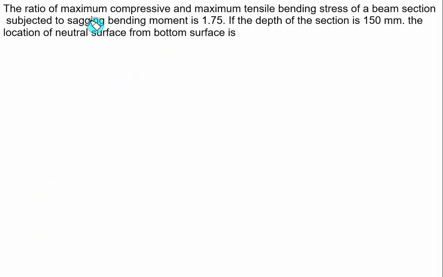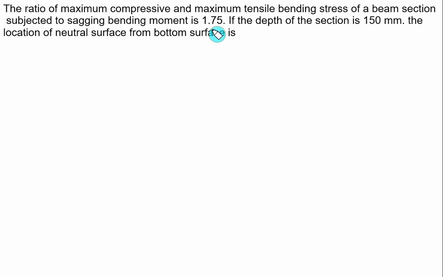The ratio of the maximum compressive and the maximum tensile bending stress of the beam section subjected to sagging bending moment is 1.75. The depth of the section is 150 mm. The location of the neutral surface from the bottom surface we have to find out. Now, what type of section is not known, but the depth is known, that is equal to 150 mm.